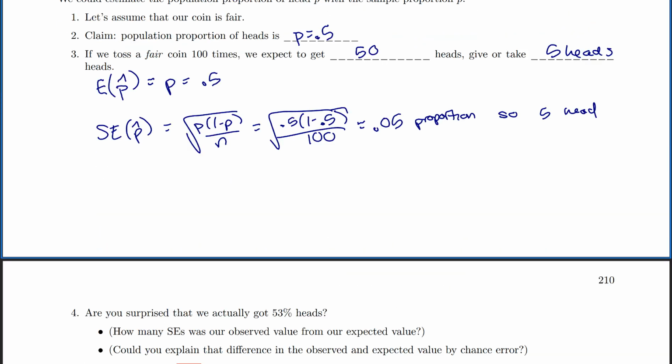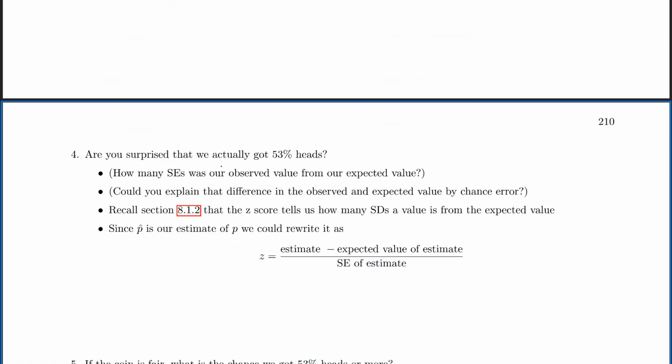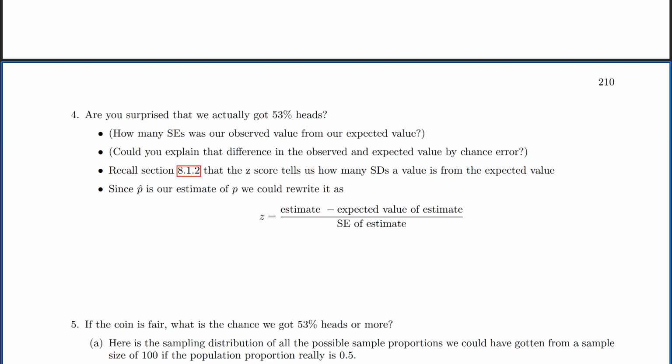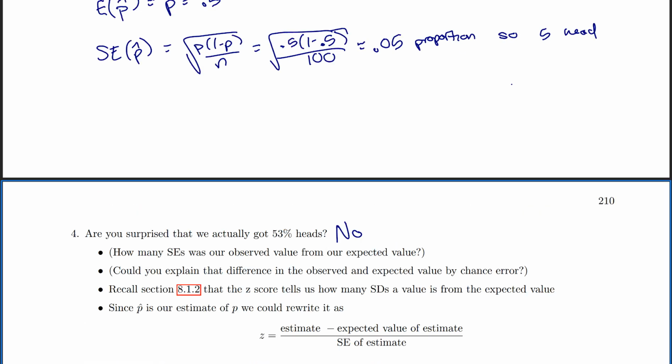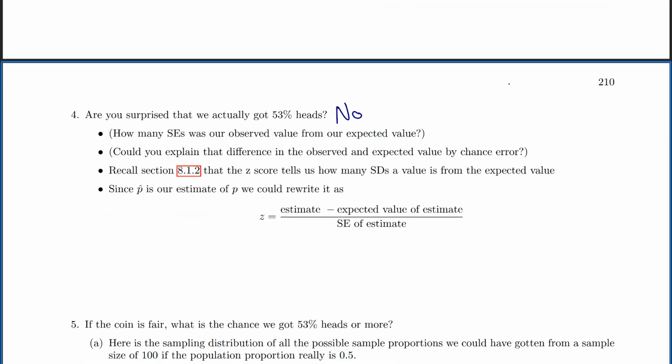Now, based on that fact, if I expect to get about 50 heads, give or take 5 heads, would you be surprised that we actually got 53 heads? I would say no, because that's certainly within 50 plus or minus 5. Okay. But now let's quantify that a little bit more: how many standard errors was our observed value from our expected value? Because remember, we're going to say we're surprised if we're more than 2 standard errors away from what we expected.